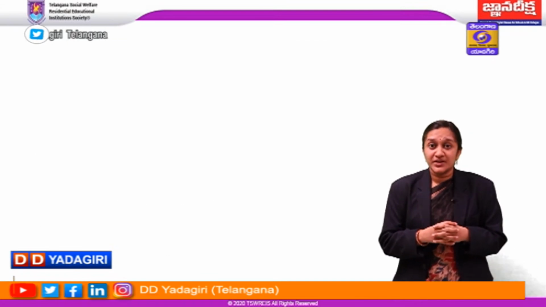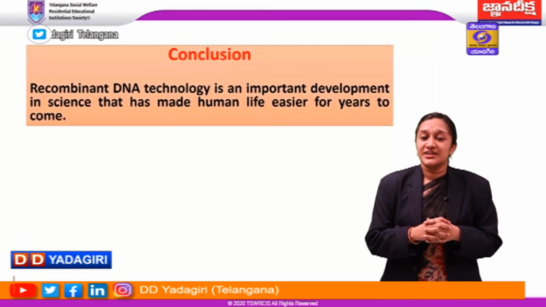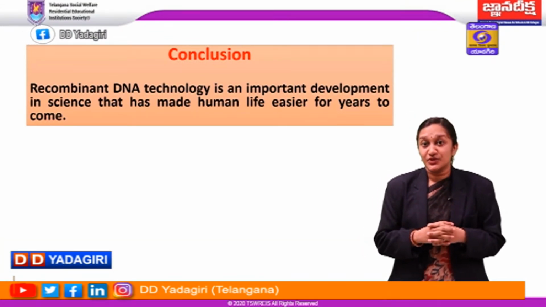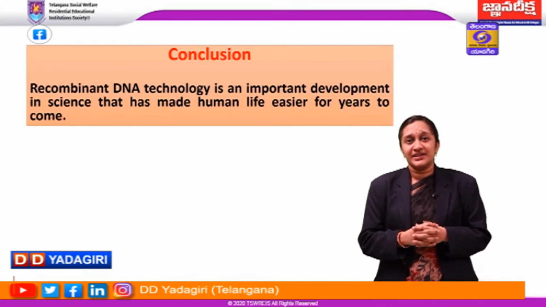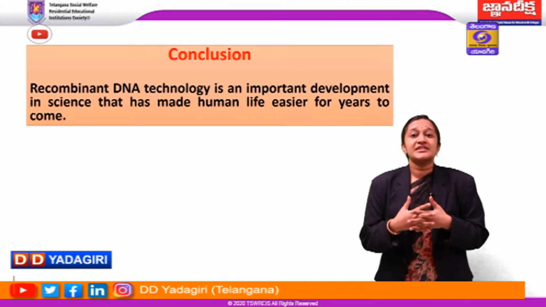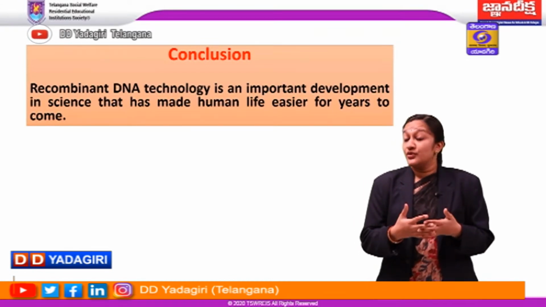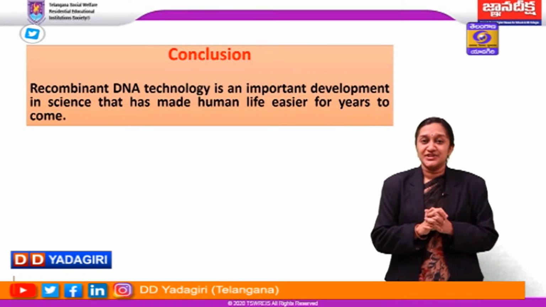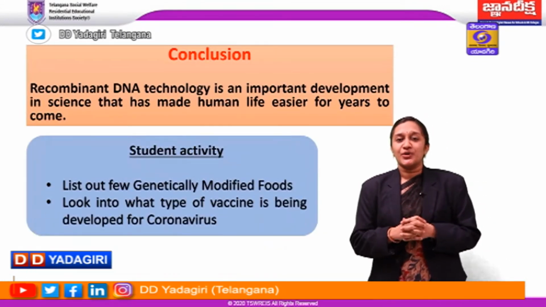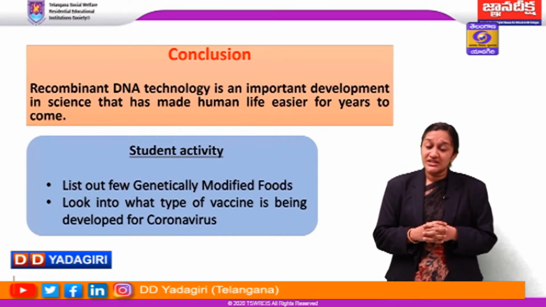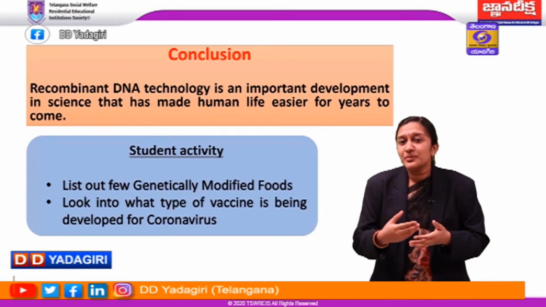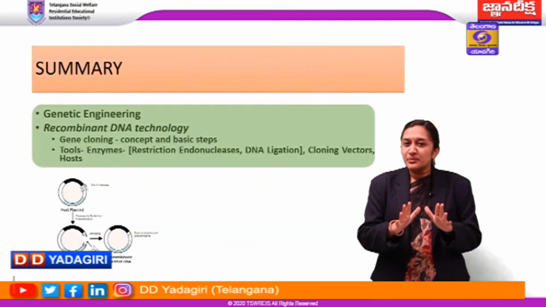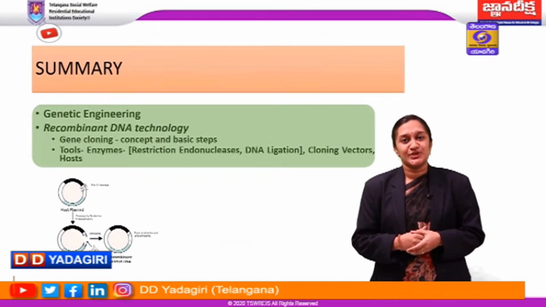All of you are aware of coronavirus, which is causing our COVID condition. Now, we can use recombinant DNA technology in developing the vaccine for corona. So, it is because of recombinant DNA technology in science that has made human life easier for years to come. That's all from my end today, but I have an activity for you students. Please list out a few genetically modified foods and also look at what type of vaccine is being developed for coronavirus.